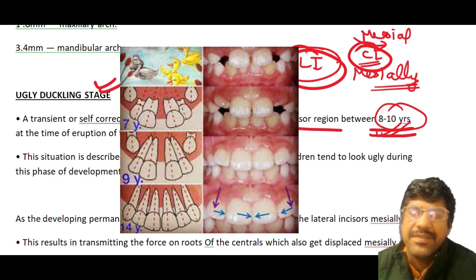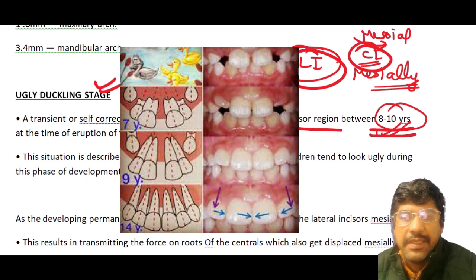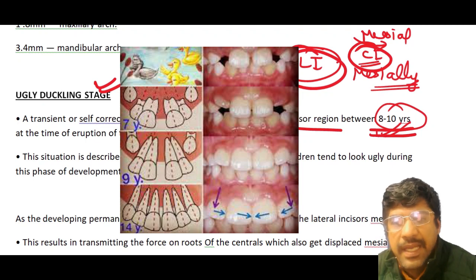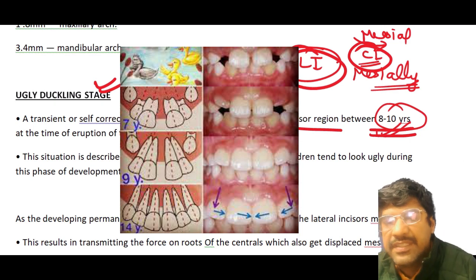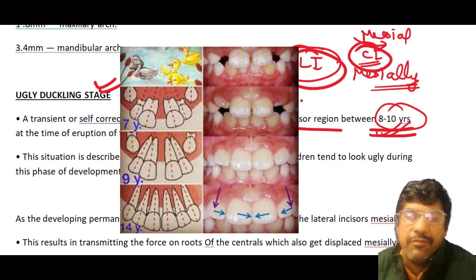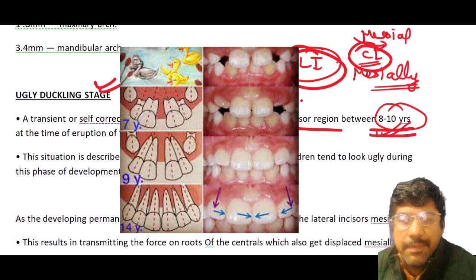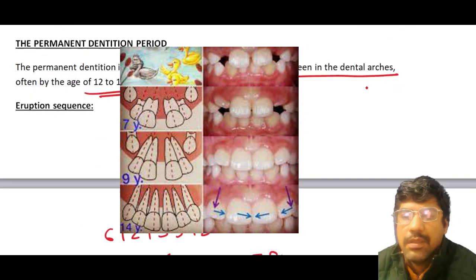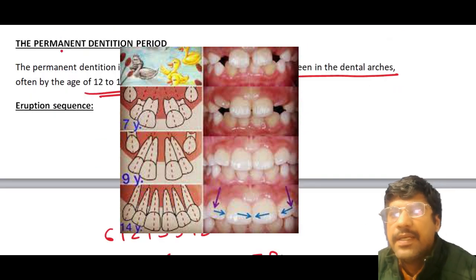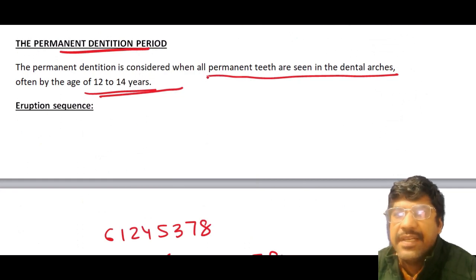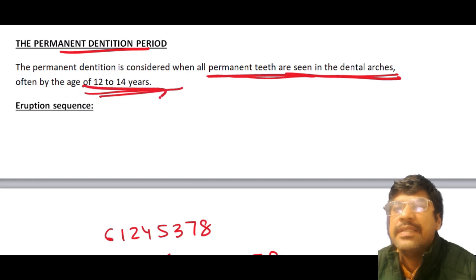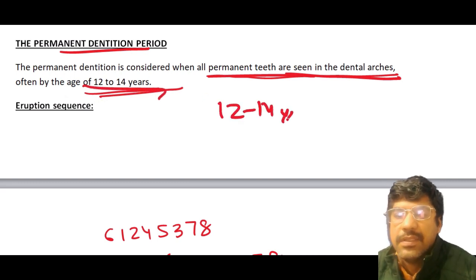The parents may be concerned and consult a dentist during this phase. So this condition automatically corrects as the canine erupts. So pressure shifts from the roots to the coronal area of the incisors. So the second transitional period involves the replacement of the deciduous teeth by permanent premolars and canines. The next comes the permanent dentition period. It is considered when all the permanent teeth are seen in the dental arch. It occurs at the age of 12 to 14 years.